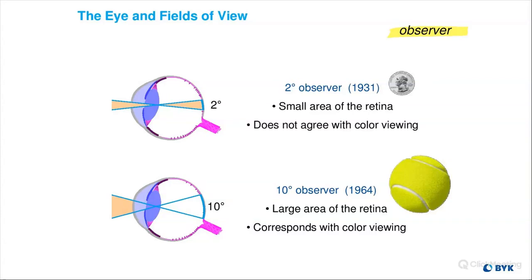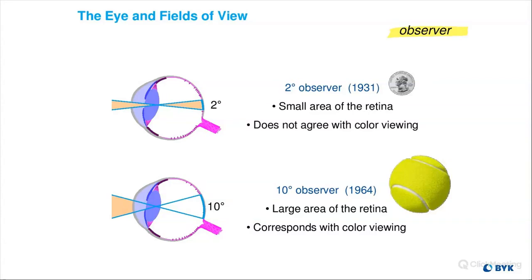And later on, more experiments were done, and it was found that the rod cells, which detect lightness and darkness, were a better representation of how we see color because it takes into account that full range rather than just looking at the color. And so later on, after many other tests and experiments, it was found that the 10-degree observer was the optimal observer to use when evaluating color, just because you have not only the color parts of it, but you also have the lightness and darkness parts.